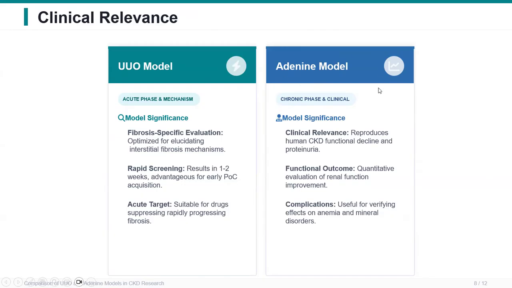Next, the adenine model is a chronic phase clinical model. Here is the clinical relevance point of view. This model reproduces the human chronic kidney disease functional decline and proteinuria. Functional outcome: quantitative evaluation of renal function improvement, and complications, useful for verifying effects on anemia and mineral disorders, are possible with this adenine model.